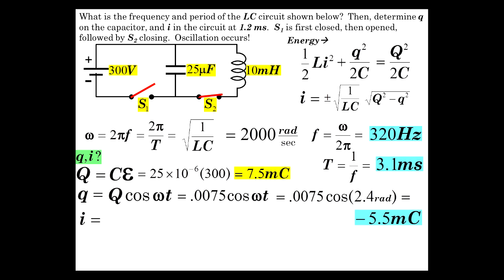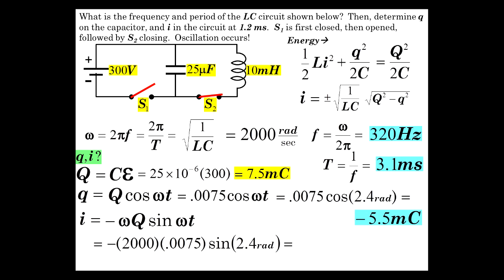at that point. Moreover, the current is just the derivative, minus omega Q sine omega t, which gives us minus 10 amps. So the current at 1.2 milliseconds is flowing the opposite way. That happens to be at that part of its cycle. And that is also a very large current. Nevertheless, that is an application of some of the equations for an LC circuit and how we can find out some of the properties of the circuit.